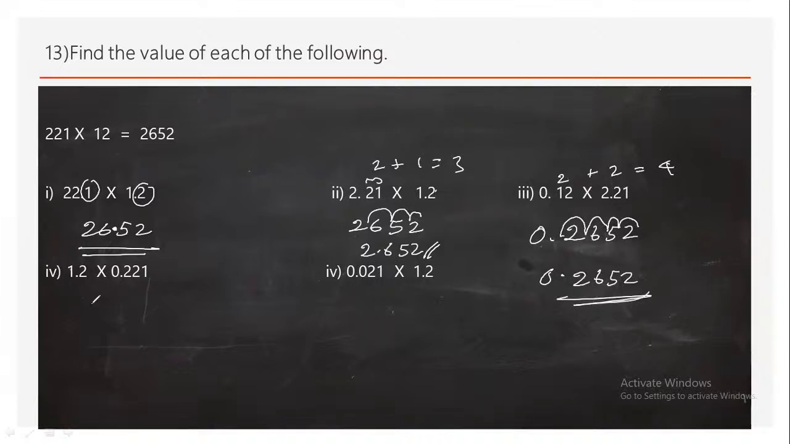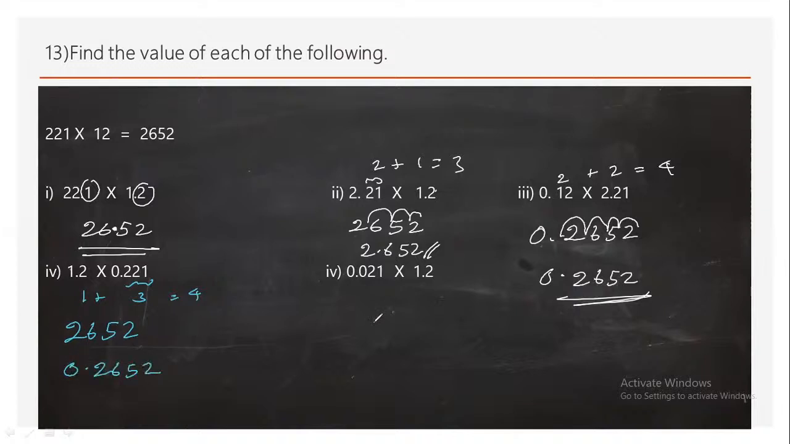1.2 into 0.221 multiply, then 12 into 221, that is 2652. Then how many decimals here? 3 decimals, and here 1 decimal. So altogether 4 decimal places. 1, 2, 3. Then 4.